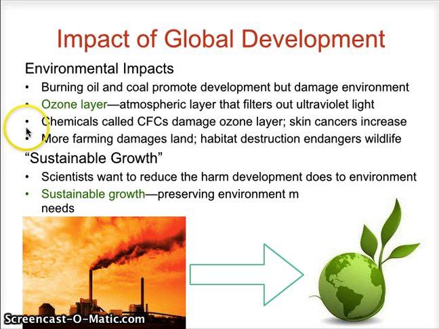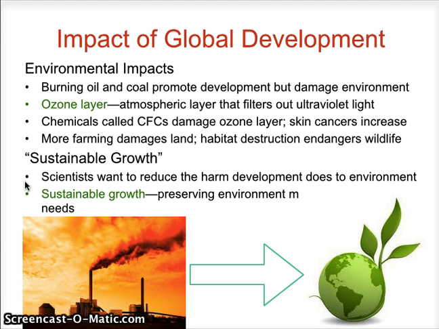So many farms are being damaged. We have damaged land. We have endangered wildlife. There's basically what has started happening is the overdevelopment of the world. There's a new push in the last 10 to 15 years for more sustainable growth. So what this is, they basically want to replace the use of oil and coal with greener ways to help the environment. So this is called sustainable growth.